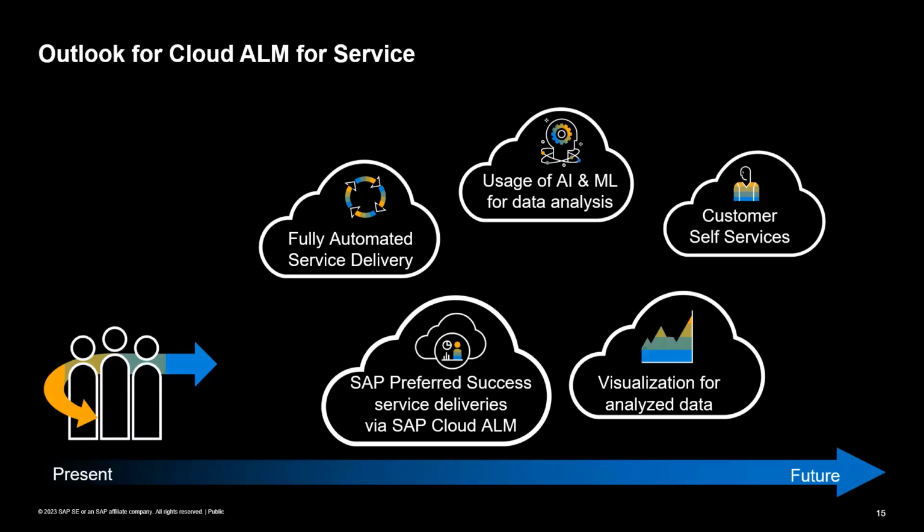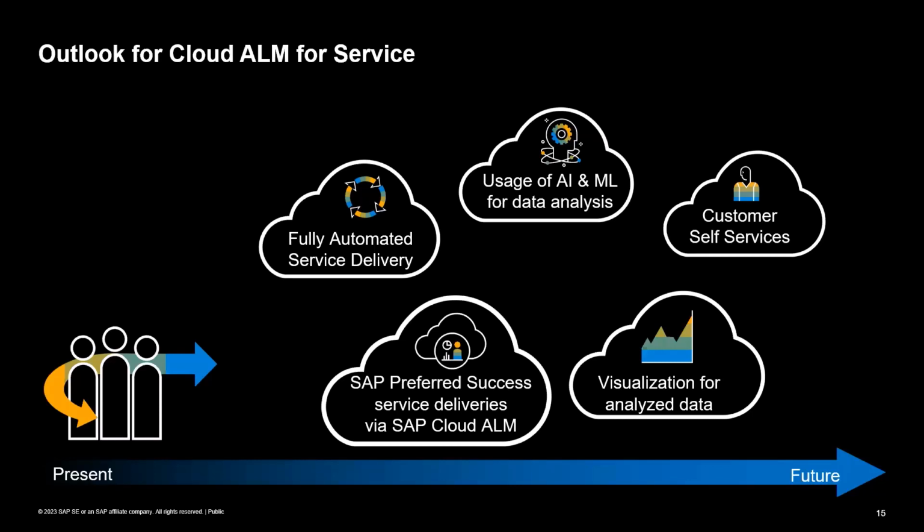We want to also enable Cloud ALM for Service for a fully automated service delivery. We want to also include service deliveries for different service contract types. And here, one of the first ones that we want to address is preferred success, which is our service contracts for cloud customers. So we want to enable Cloud ALM for Service to also provide a collaboration platform for services delivered as part of a preferred success contract.